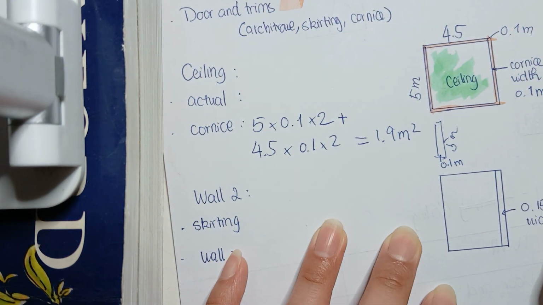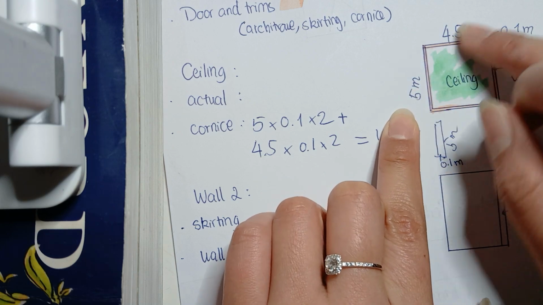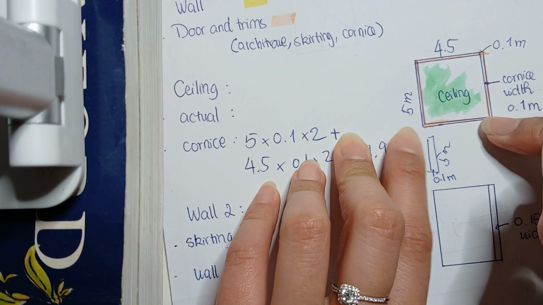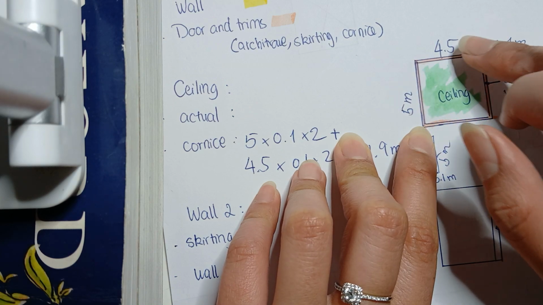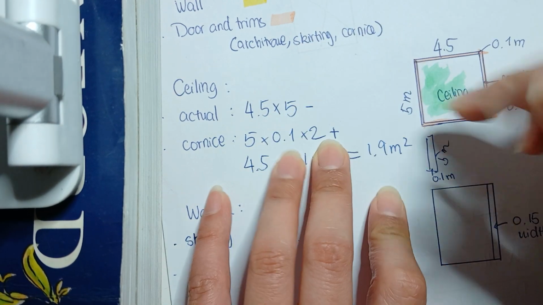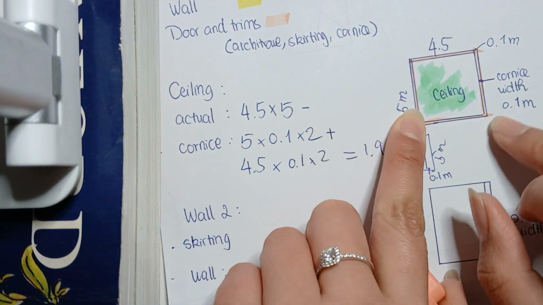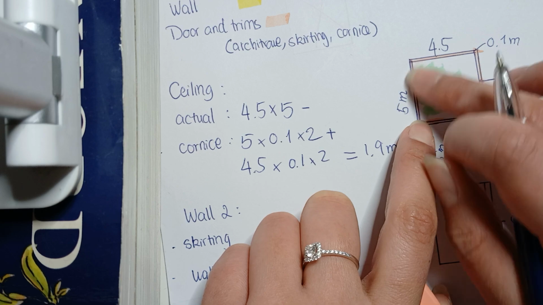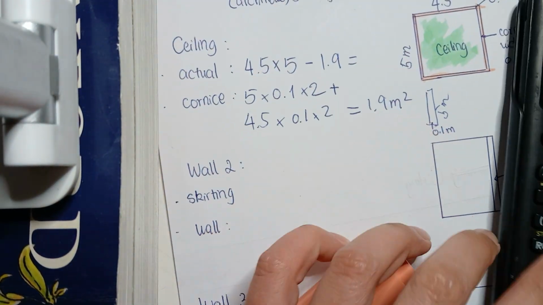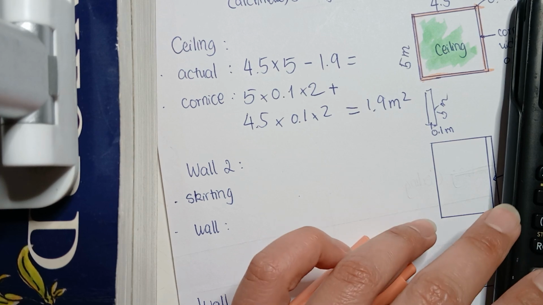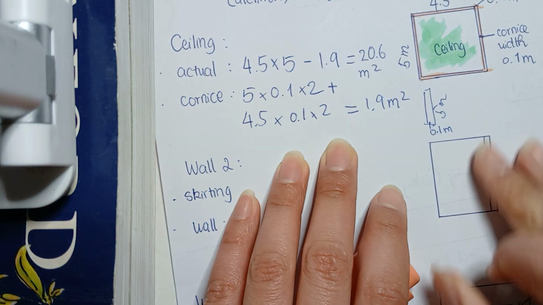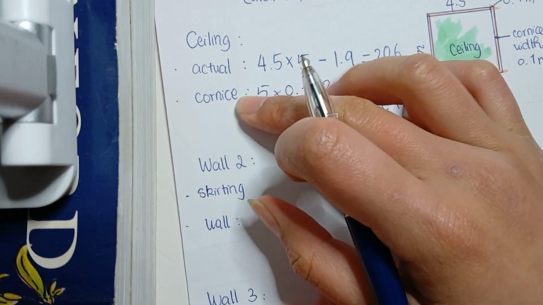So the actual will be equal to the whole area of the whole thing. This is a whole rectangle. Do you see? 5 meter and 4.5. I'm gonna multiply them with each other, and I subtract the orange area, 1.9, to get the green area. Work it out. It's gonna be 20.6 meter square. All right, so you're done with the ceiling.